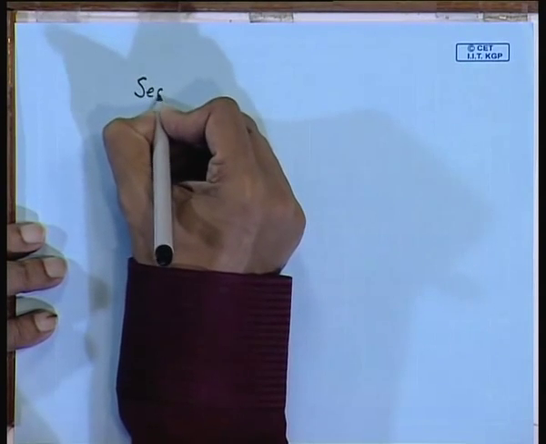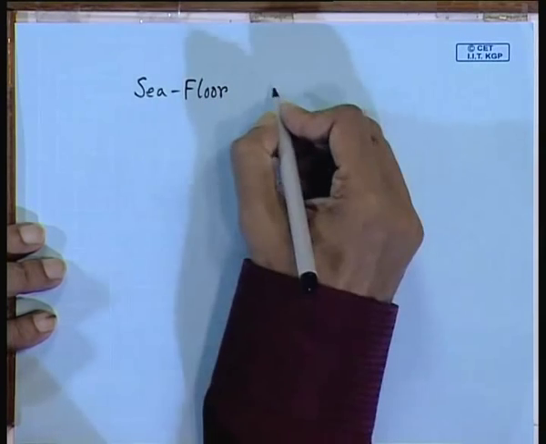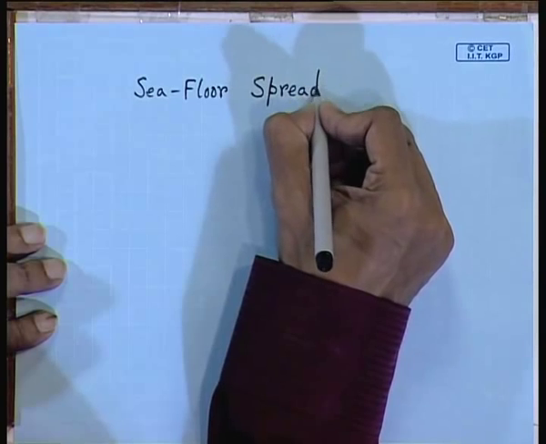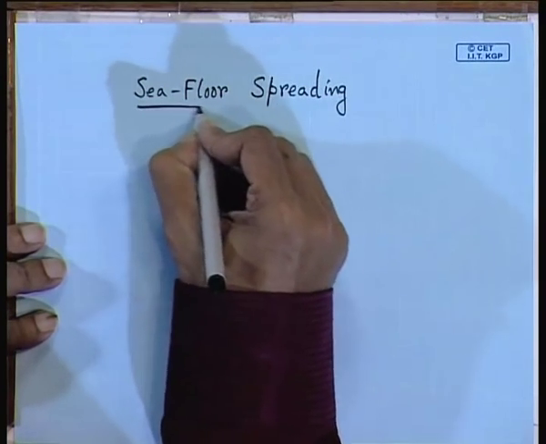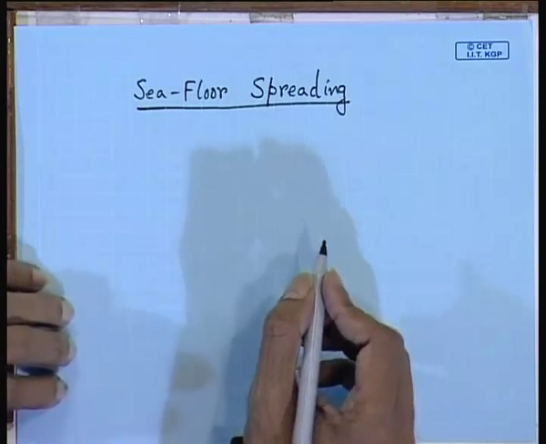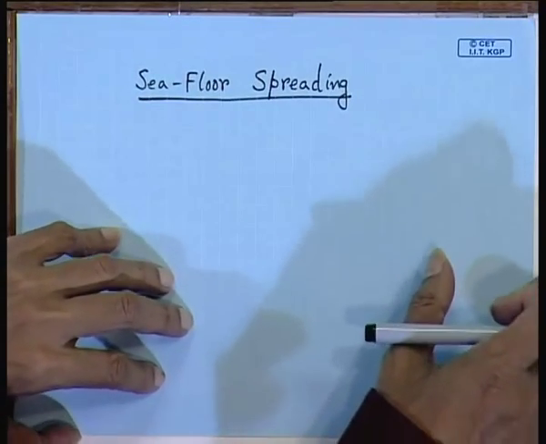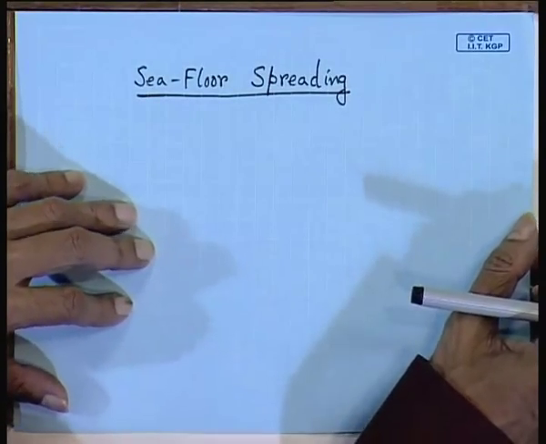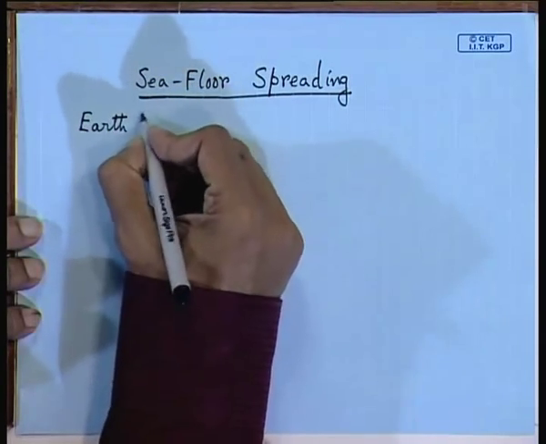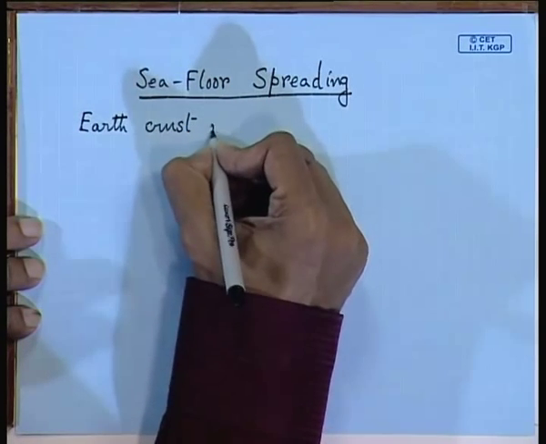Now, the next important diagram is what is called sea floor spreading. Here you will find, I have already told you that the earth's crust is not stable. Apparently, since you are sitting on the floor, you will find that you are not moving, but your earth's crust moves slowly.